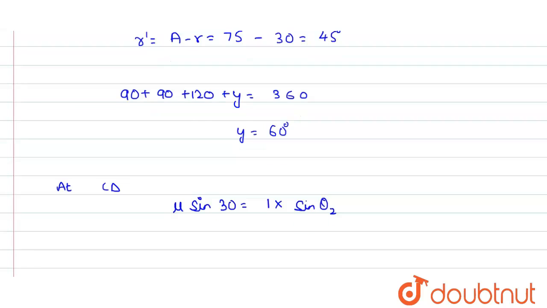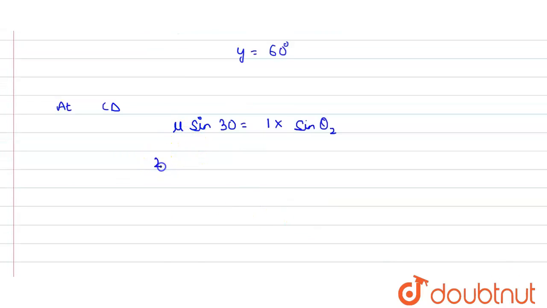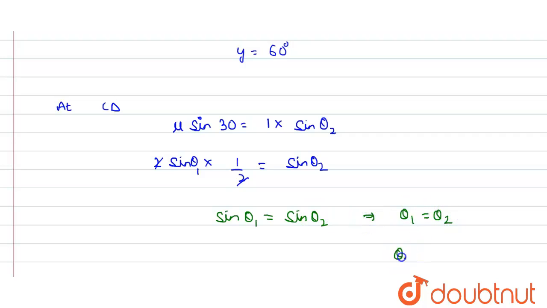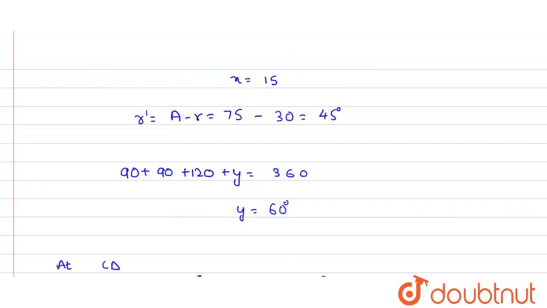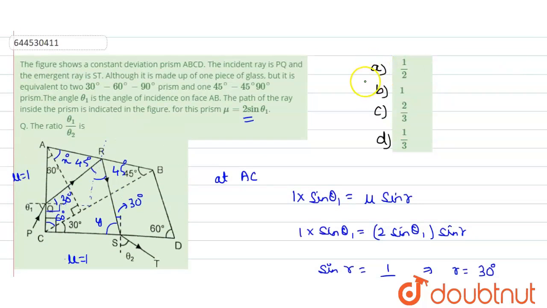Now what is the value of mu? We already know the mu value is given as 2 sine of theta 1. And what is the value of sine 30? It is equal to 1 divided by 2. This is sine theta 1. This would be equal to sine of theta 2. Now this 2 and this 2 would be cancelled. So the final answer would be that sine theta 1 is equal to sine of theta 2, which implies that theta 1 is equal to theta 2, or the ratio theta 1 divided by theta 2 would be equal to 1. Now if we check our options, theta 1 by theta 2 equals 1, that means B would be the correct option. Hope you understood the solution.